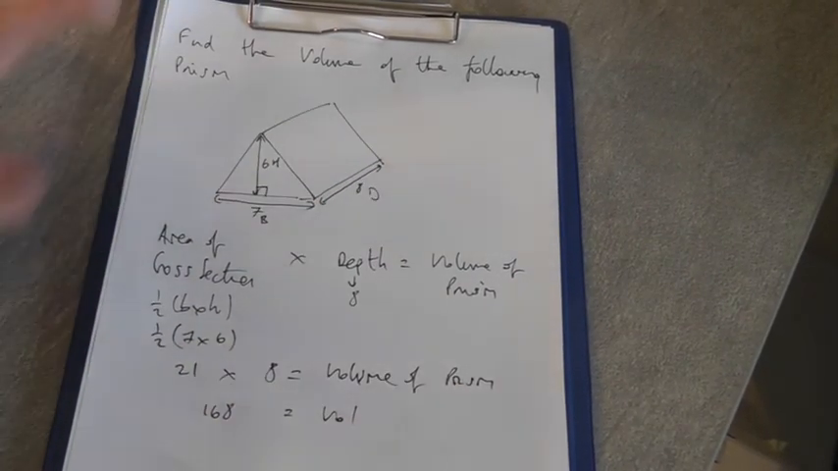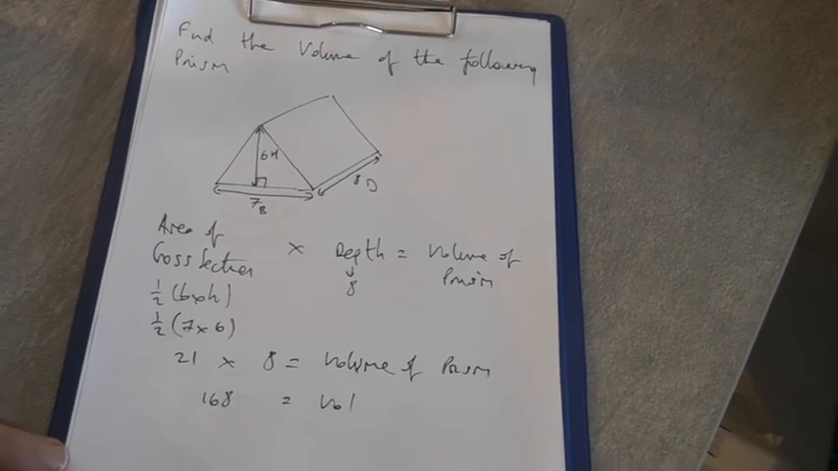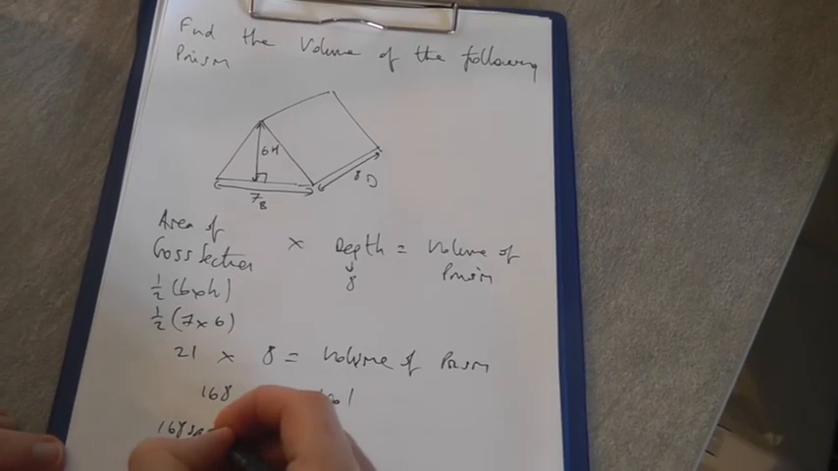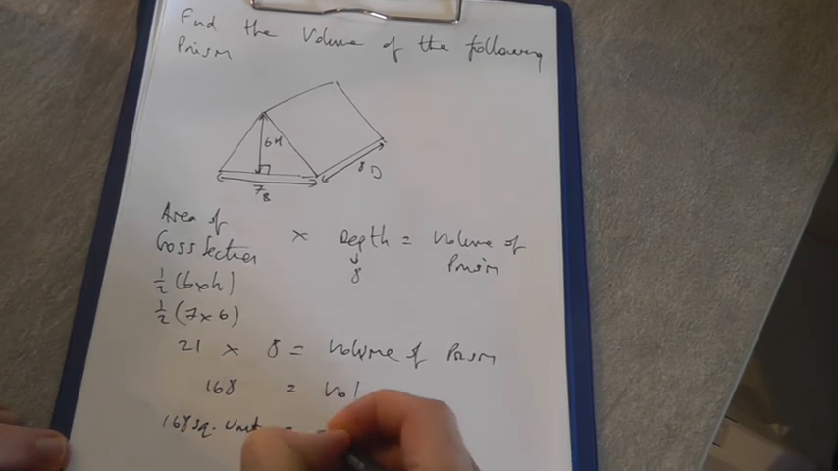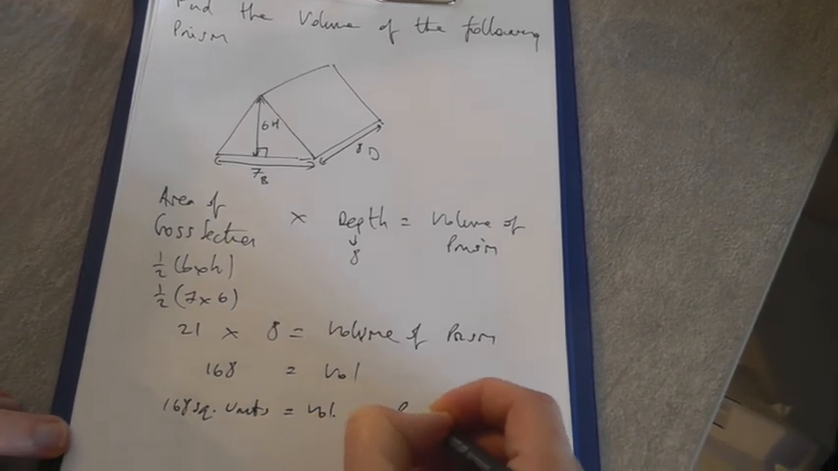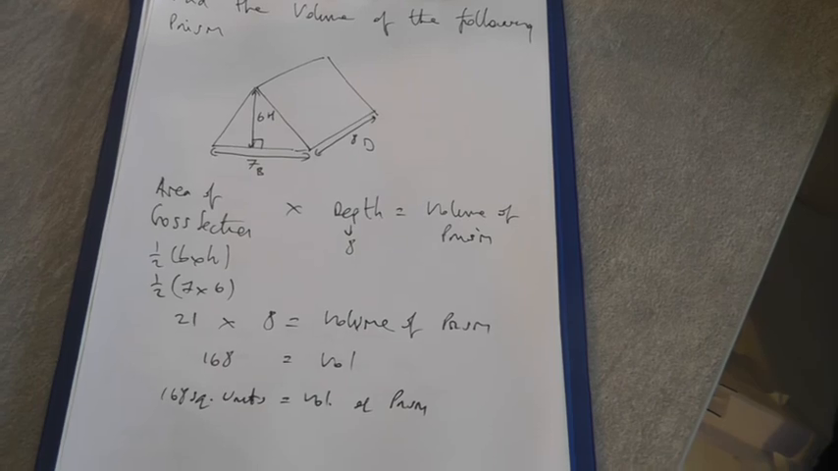Now, we have not been given any units, so I'm just going to refer to these as square units. So 168 square units is equal to the volume of our prism. And that is the question completed.